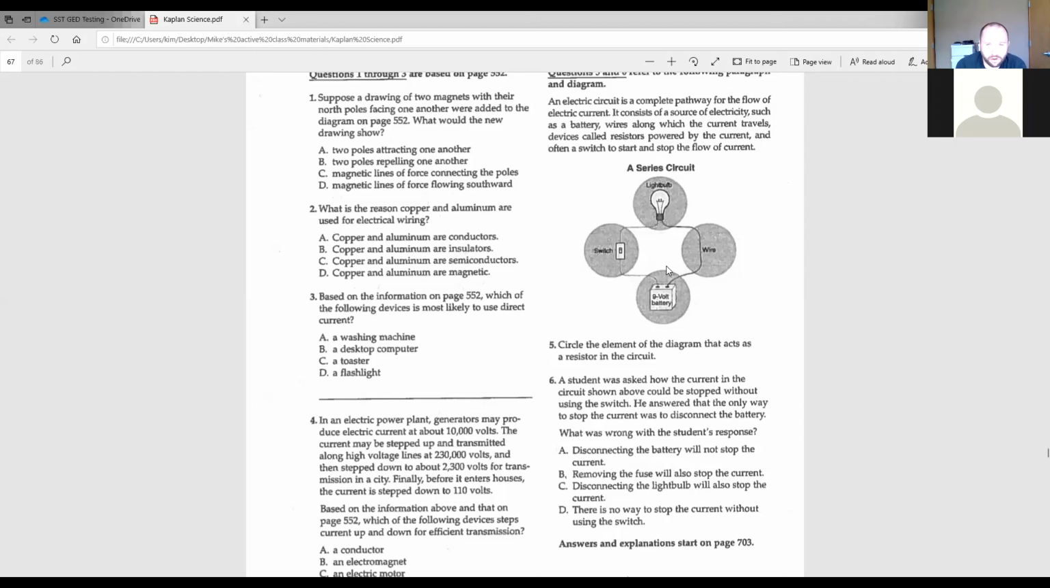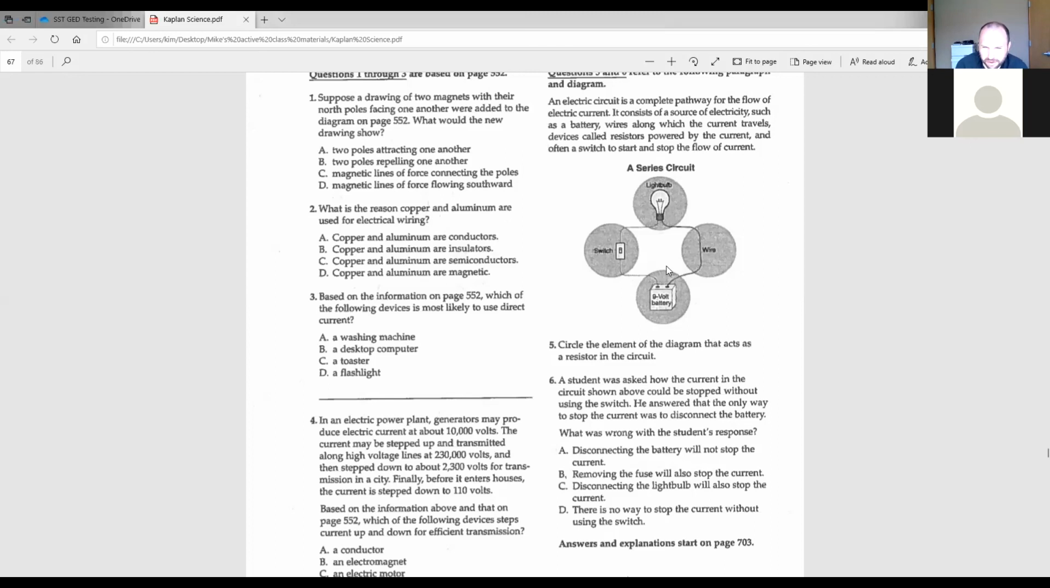Now, we're looking for what was wrong with that response. A, disconnecting the battery will not stop the current. B, removing the fuse will also stop the current. C, disconnecting the light bulb will also stop the current. Or D, there is no way to stop the current without using the switch. Okay. What do we think? Well, we know it's not A.